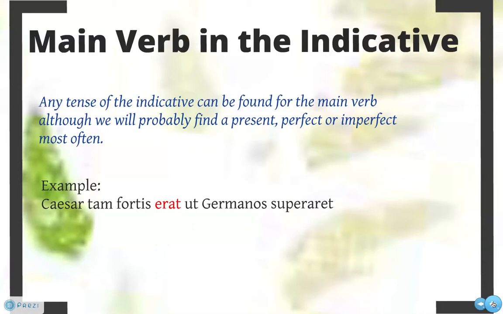Look at the example. Caesar tam fortis erat ut Germanos superaret. Caesar was so courageous, and here we have erat in the imperfect indicative. It's a good start of a result clause with this imperfect. We could have found fuit for the perfect or est in the present. That's the most common possibilities. However, we could have found other forms of erat like fuerat or fuerit or erit and things like this wouldn't be a problem. Ut Germanos superaret, he was so courageous that he was conquering the Germans. Okay, so main verb indicative, the first element of these result clauses.